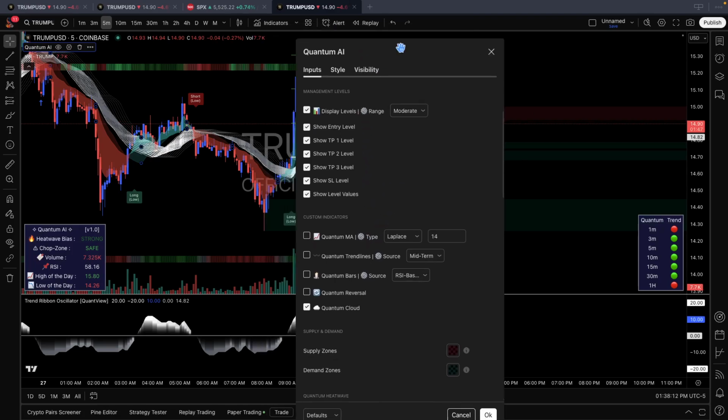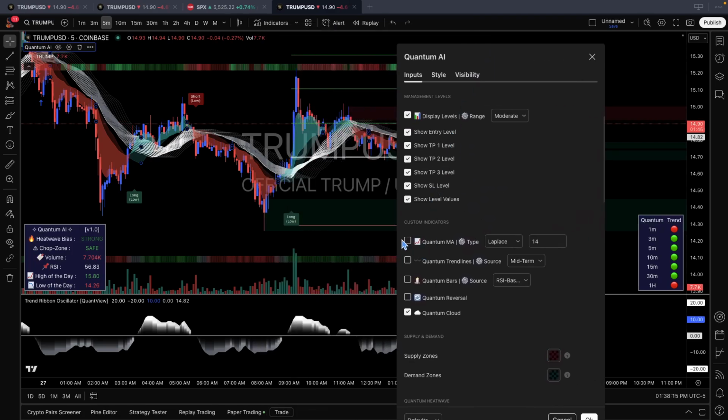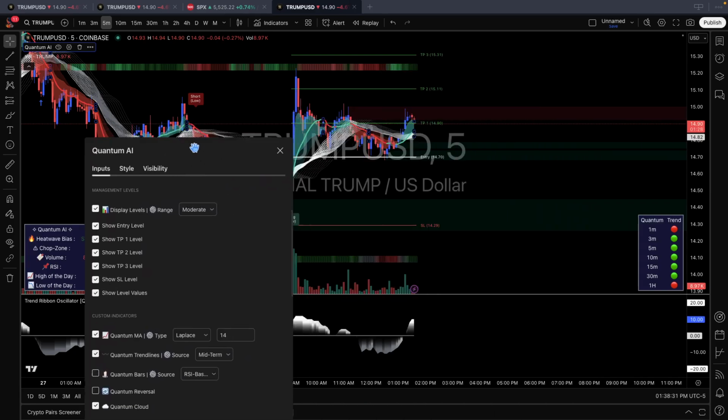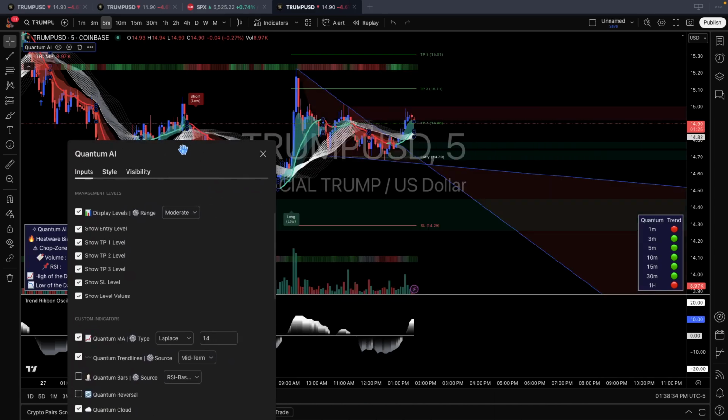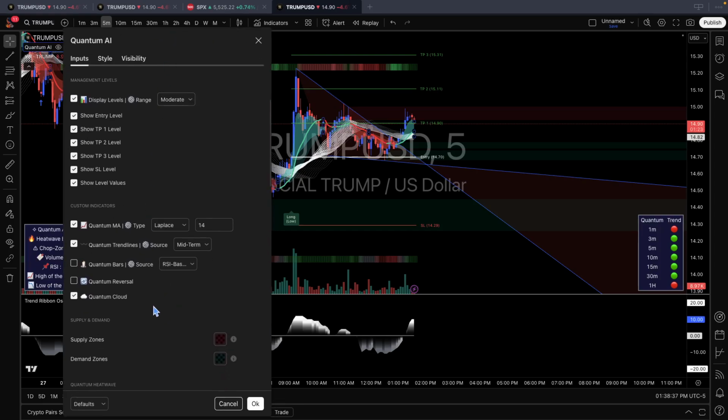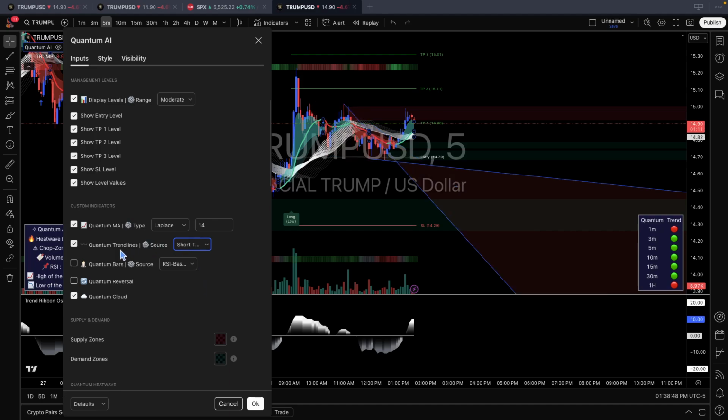Okay. The quantum moving average. This is up to you if you want to leave it on, and you can adjust it however you want. They have it on Laplace at a 14 period. I would just leave it as it is. That's what I do. They have trend lines available, which they'll pop up here in a second. Okay, now, for the trend lines, since we're on a 5 minute, we're going to go in short term. Depending on what time frame you're on, you need to adjust that, right? You can even use the quantum bars.